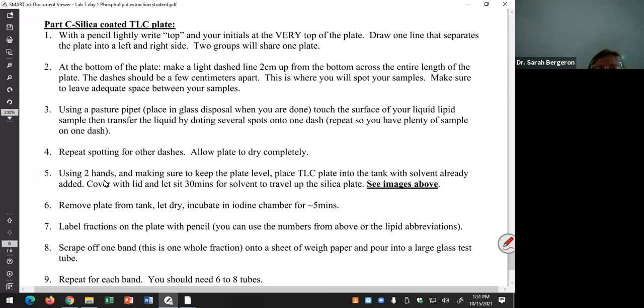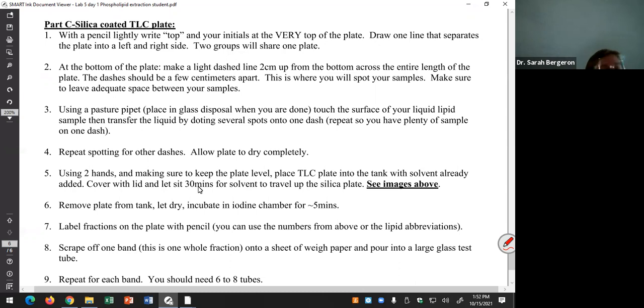And then you allow your plate to completely dry. Then you put your plate into your tank. Don't put it in at an angle because then you're going to lose the sample at that corner. Put it in as straight down as you can. And we'll run it for probably about 30 minutes. So we'll have about a 30-minute run time.